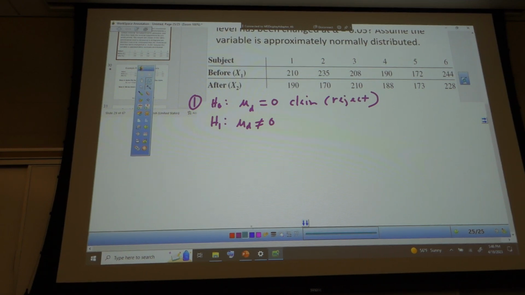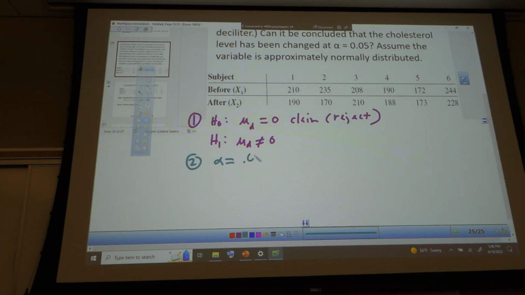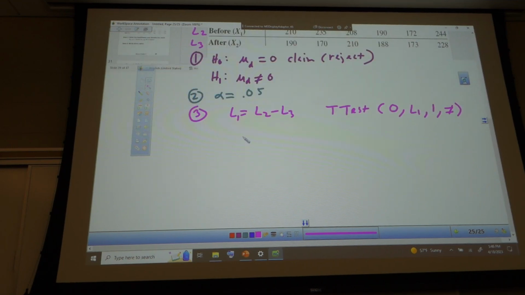All right, step 2. Alpha is 0.05. Great. Step 3, we're going to put this into list 1, list 2, this into list 3, and then L1 is equal to L2 minus L3. And then I'm going to do t-test of 0, comma L1, 1, not equal to.